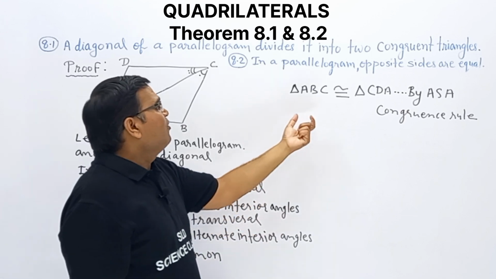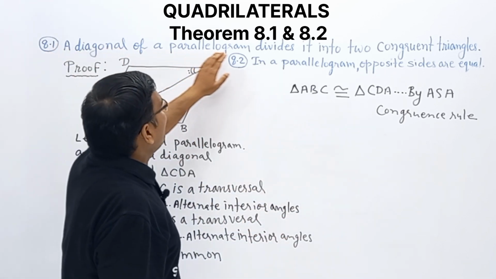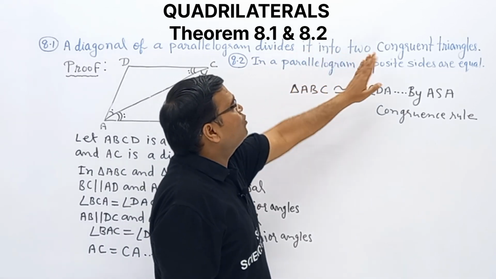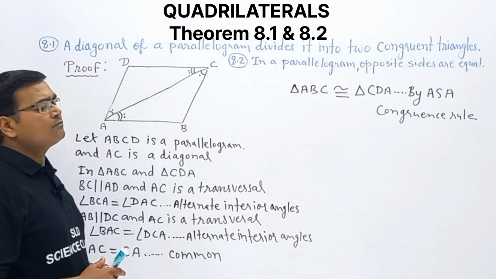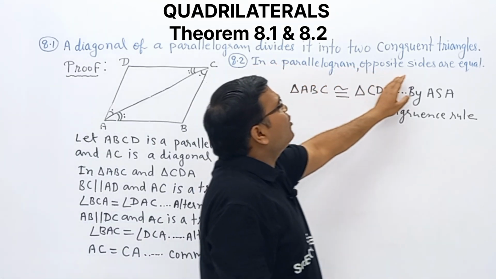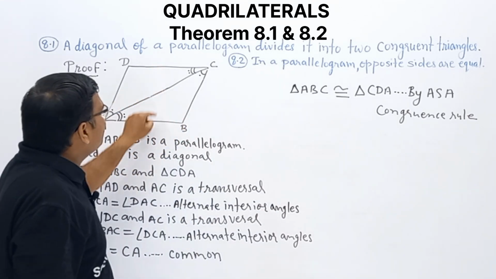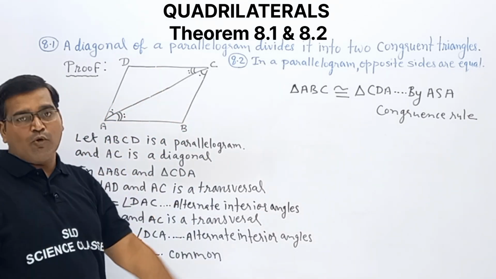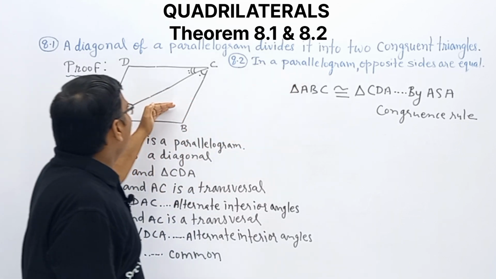Clear? So we proved theorem 8.1: a diagonal of a parallelogram divides it into two congruent triangles. Clear? Now the next theorem is what? In a parallelogram, opposite sides are equal. This is the parallelogram in which opposite sides are equal or not. This thing we want to prove. We proved these two triangles.